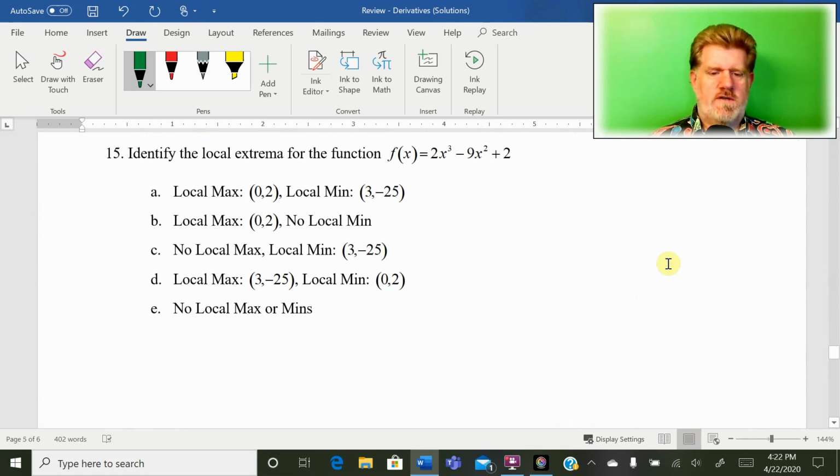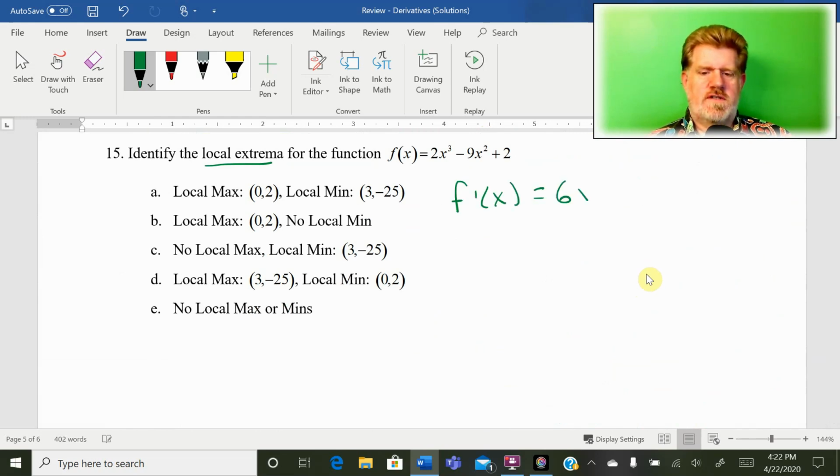Number 15, Local Extrema. So again, extrema means maxes or mins, and local is just our critical numbers. So take the derivative. We get 6x squared minus 18x. I want to find out where it equals 0. So I'm going to factor out a 6x. Leaves me with x minus 3. So my two critical numbers are 0 and 3.